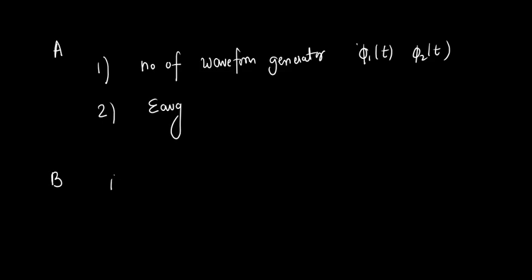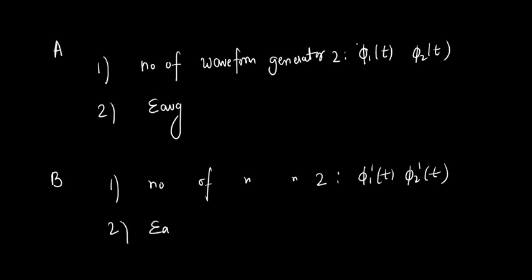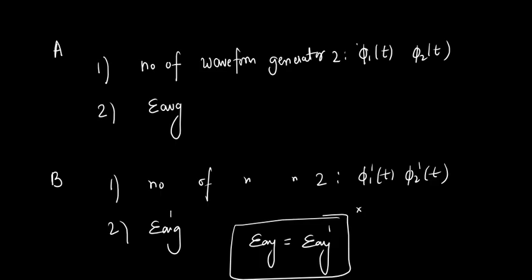In B's case, the number of waveform generators is 2, the same phi 1 prime t and phi 2 prime t, and the second average energy is E average prime. But both A and B have designed their constellation in such a way that E average is equal to E average dash. So from the point of view of the transmitter, both are equally good.